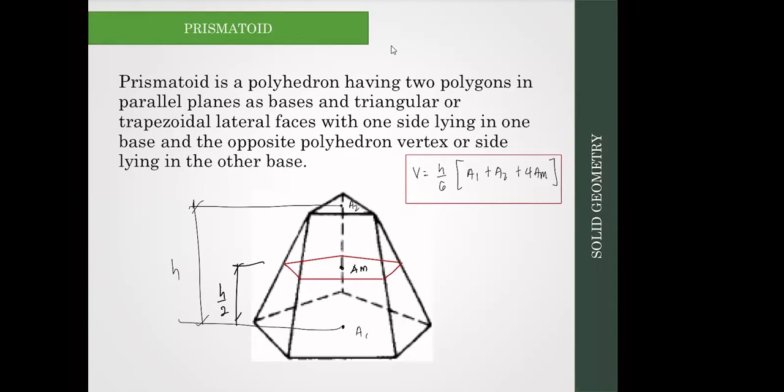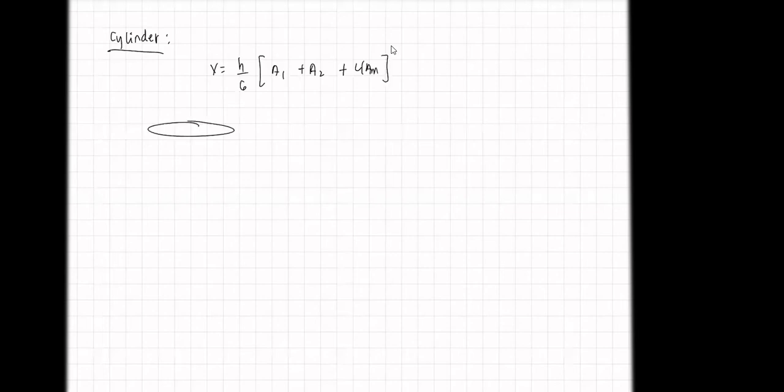So, paano natin gagamitin yan? So, mag-insert ako ng new paper. Halimbawa sa cylinder, no? Limutan natin yung formula ng cylinder, pero alam natin yung formula ng prismatoid. Okay? Plus 4AM. So, cylinder natin, meron tayong circle, okay, as base.